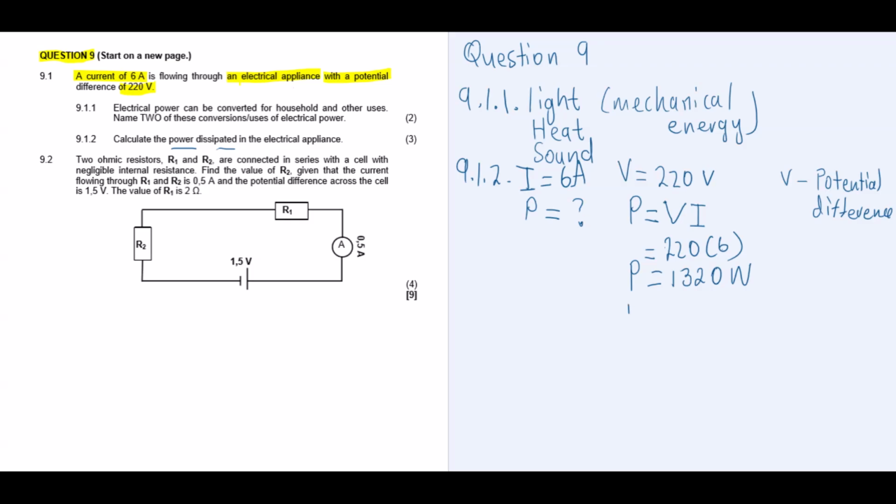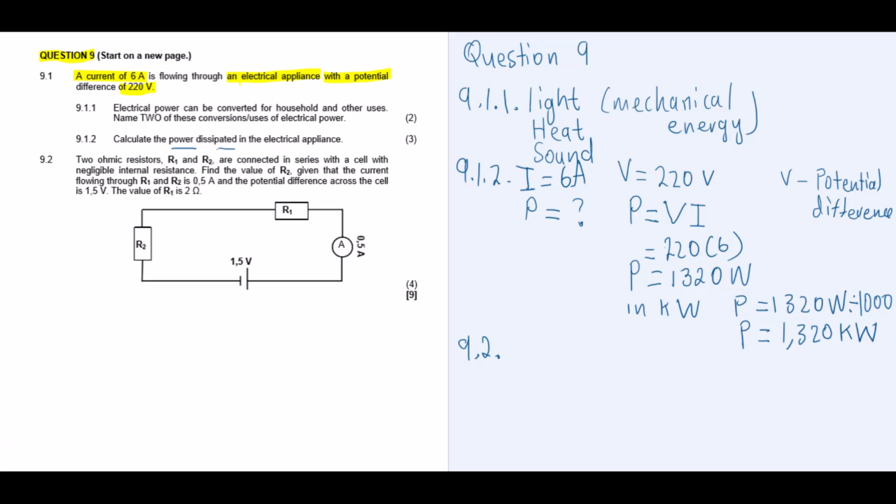So now if they're looking for power in kilowatts, we're going to take that answer and divide by 1000. So always keep in mind, to move from watts to kilowatts, we divide by 1000. The answer here is going to be 1,320 kilowatts. We can move on to the next question, which is the last question here, 9.2.